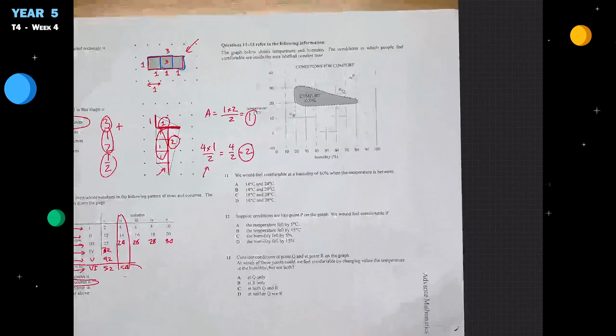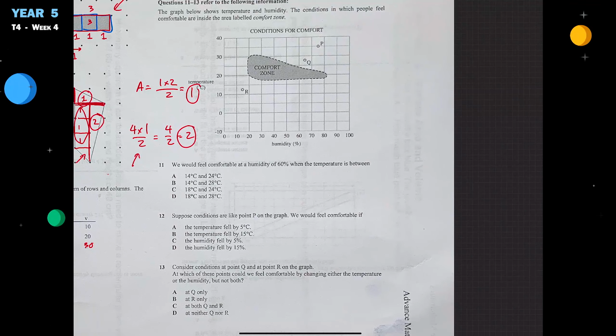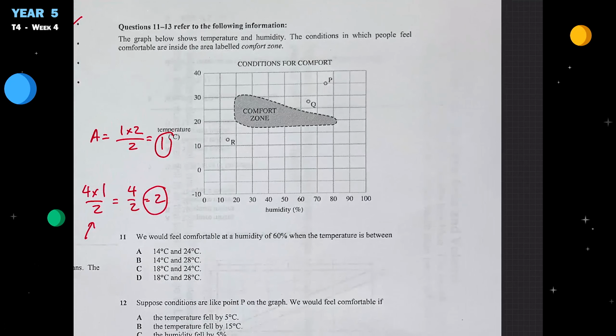We got a few more questions. The next one says the graph below shows temperature and humidity. The conditions in which people feel comfortable are inside the area labeled comfort zone. We would feel comfortable at a humidity of 60% when the temperature is between what? Let's have a look. Humidity is here on the graph, and it says humidity of 60%. So I'm going to go from 60 up all the way up here.